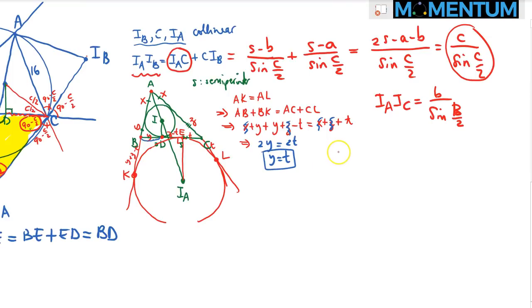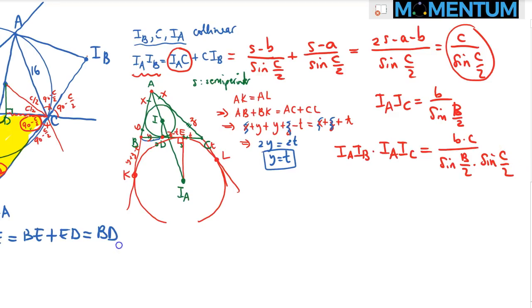So the desired product, IA IB times IA IC, is simply equal to b times c divided by sine B over 2 times sine of C over 2. And at this step, we need to calculate sine B over 2 and sine C over 2, but we can easily do it using a law of cosines type of argument.